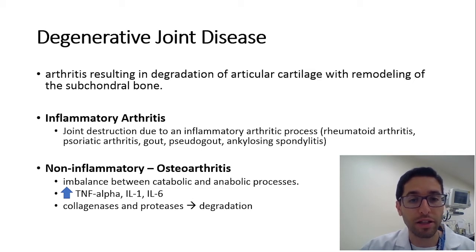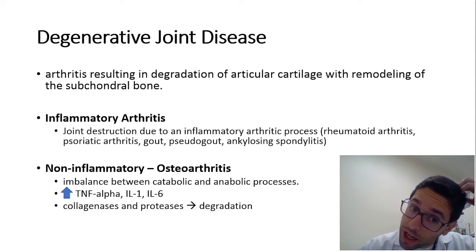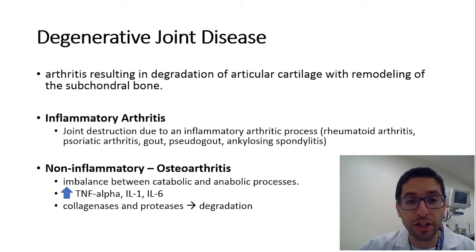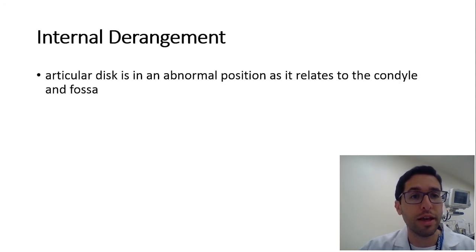So you have more catabolism than anabolism. It just favors it, so you get an increase. You get an upregulation of the following cytokines: TNF alpha, IL-1, IL-6, and those three cytokines are catabolic. So they increase the activity of collagenases and proteases, which will eventually lead to degradation of the joint. But again, this is chronic and slow, and it takes time, versus the inflammatory. Think of it more as something that's acute and autoimmune, and it can even happen in a juvenile, a young patient.